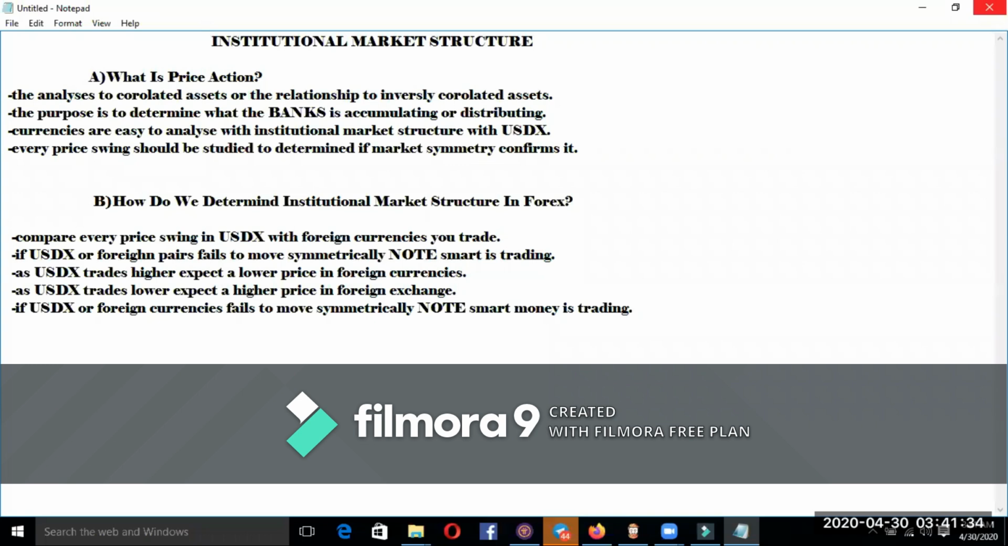Today, we're going to talk about market structures regarding price action, right? So, I'm going to give you 5 to 10 minutes to copy this on your notebook or your notepad before we proceed, right? So, let's go.